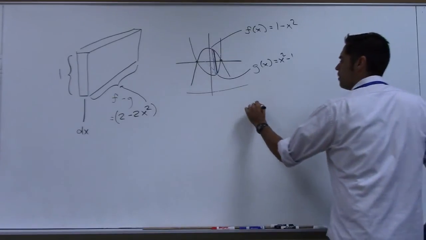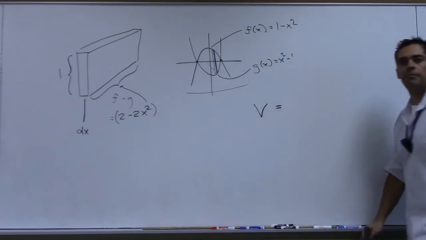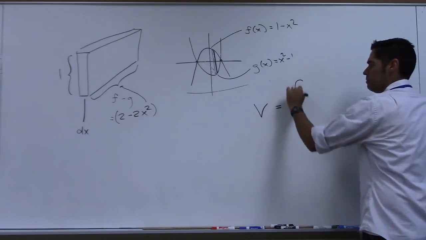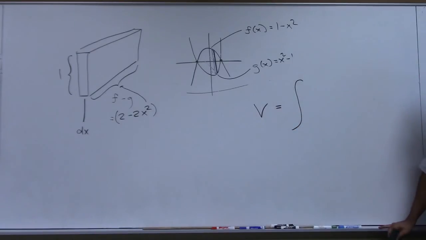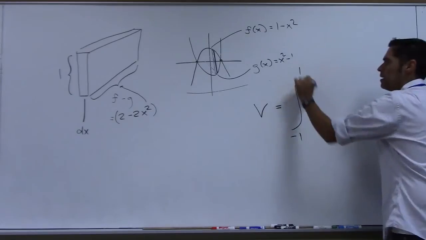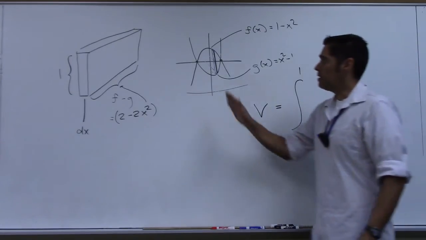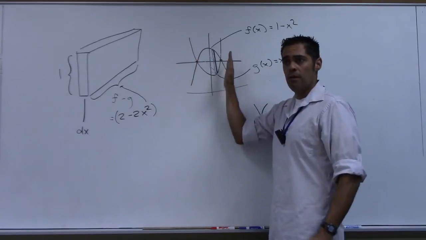So what's the volume of the entire thing then? Of everything, the whole solid. How do I do it? Integral, right? Because I'm going to add up all these slivers. From -1 to 1 because I'm going to be integrating with respect to x, right? And I can tell from my picture x goes from -1 to 1.